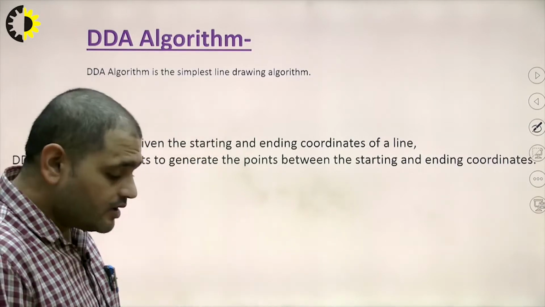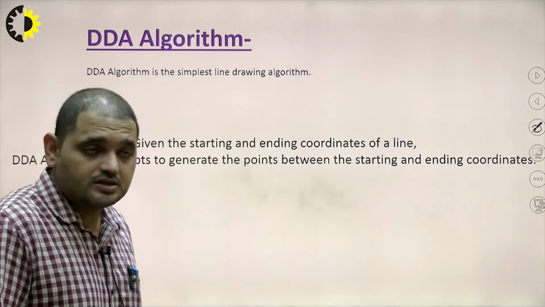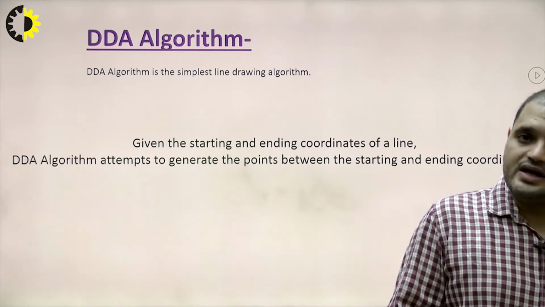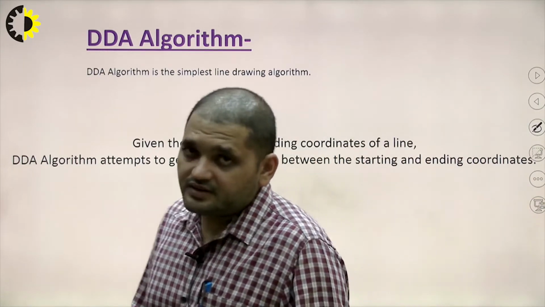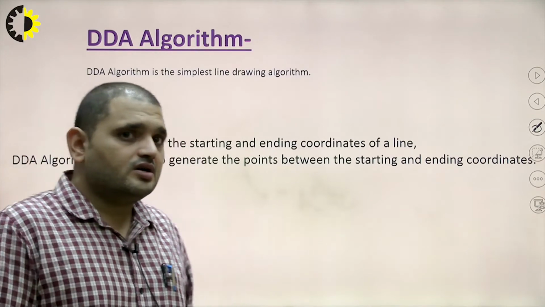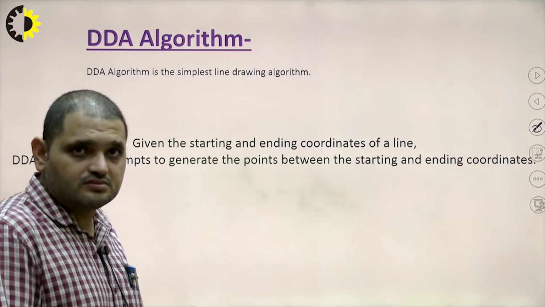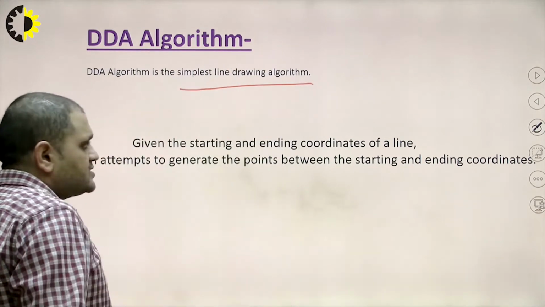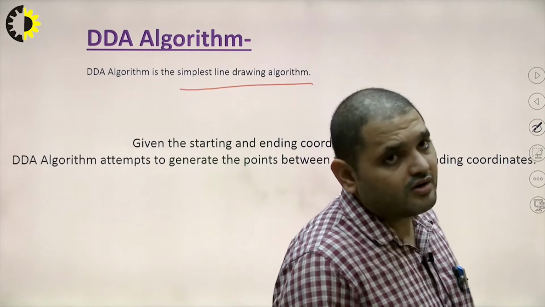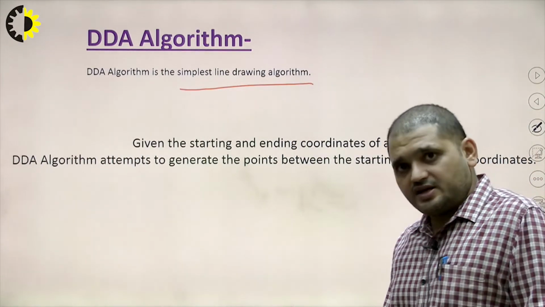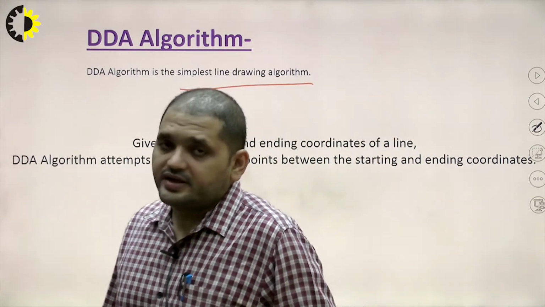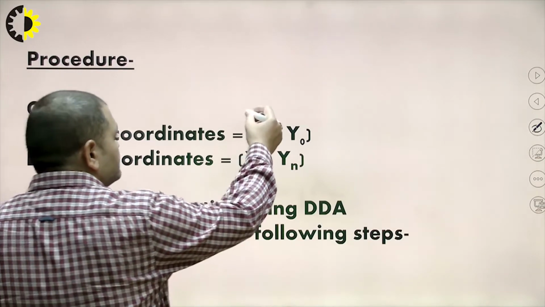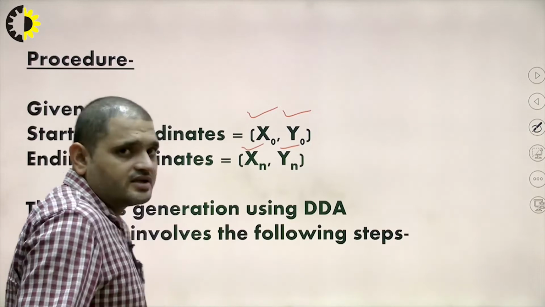Now starting with the DDA algorithm. So what is the DDA algorithm basically? We know it is used for drawing a line. The DDA algorithm is the simplest line drawing algorithm. Given the starting and end point coordinates of a line, the DDA algorithm attempts to generate the points between the starting and ending coordinates. So the procedure is, starting and end points are given, that is x0, y0 and x1, y1.